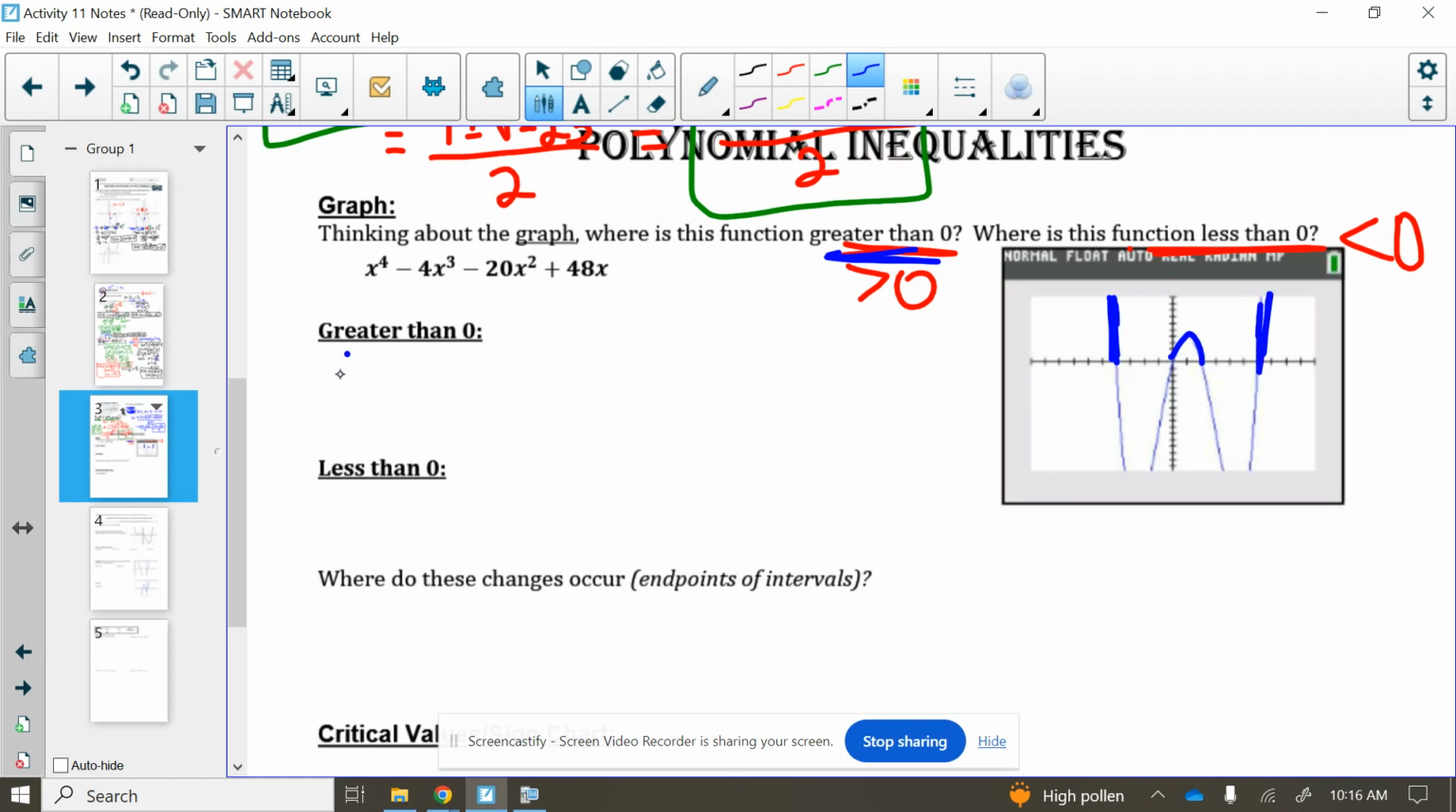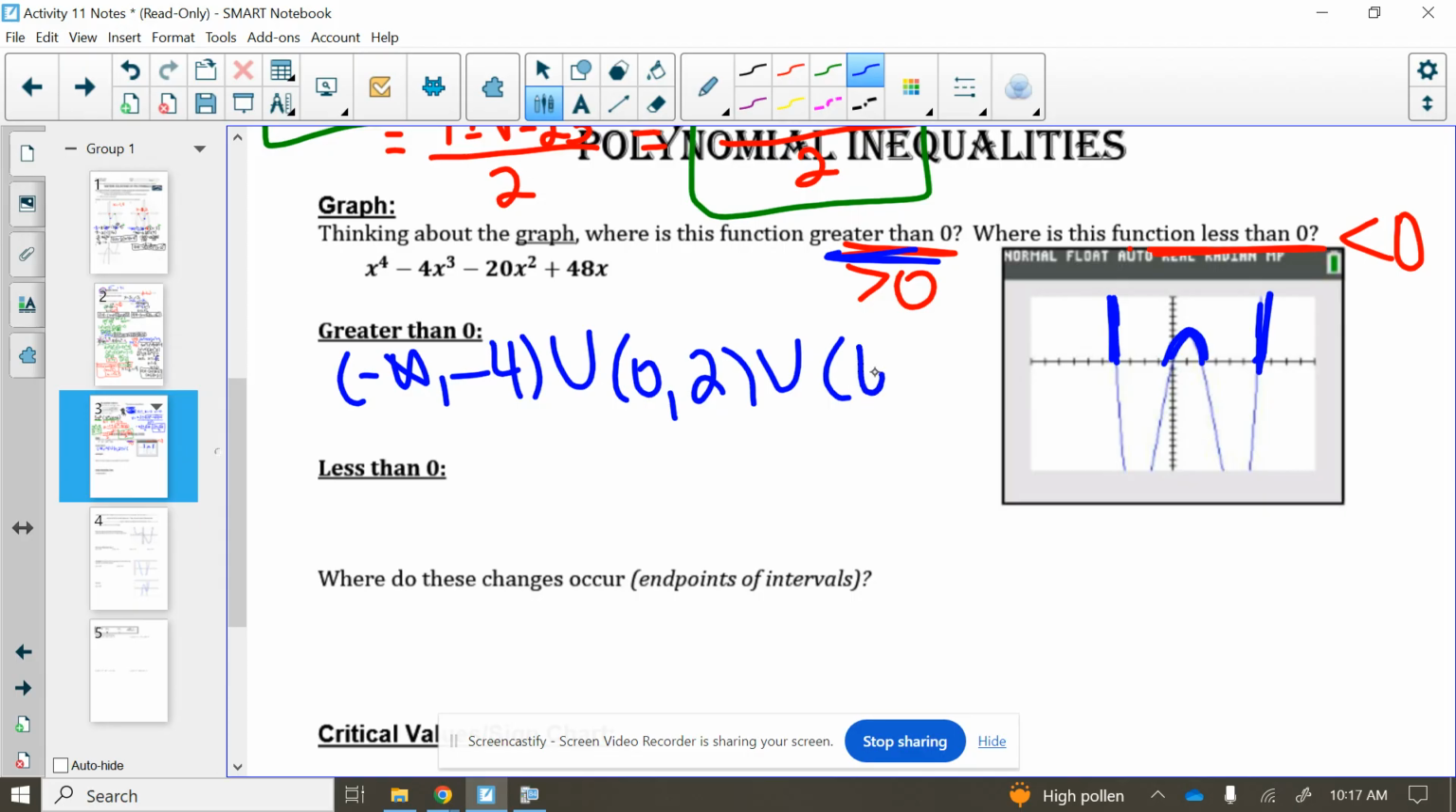At first, it's happening from negative infinity until we get to a 0 at negative 4. And then it's also happening from the range from 0 to 2 over these x values. And then finally, from that last 0 point at 6 to infinity, our graph is greater than 0.